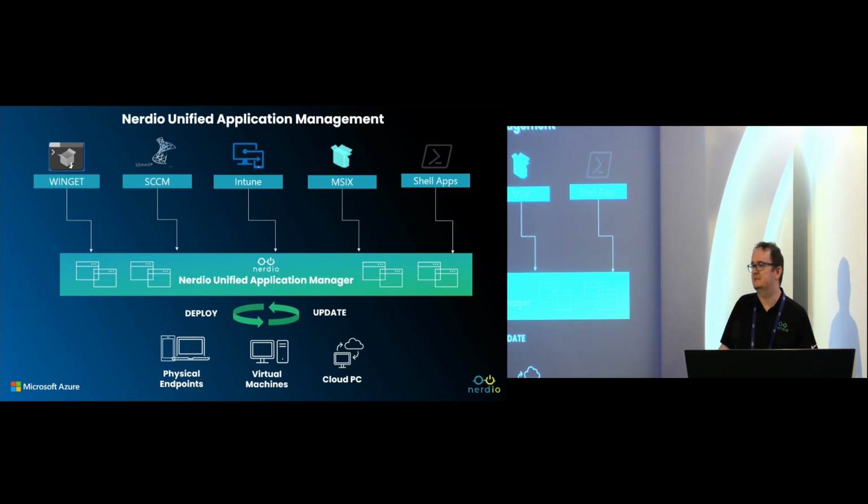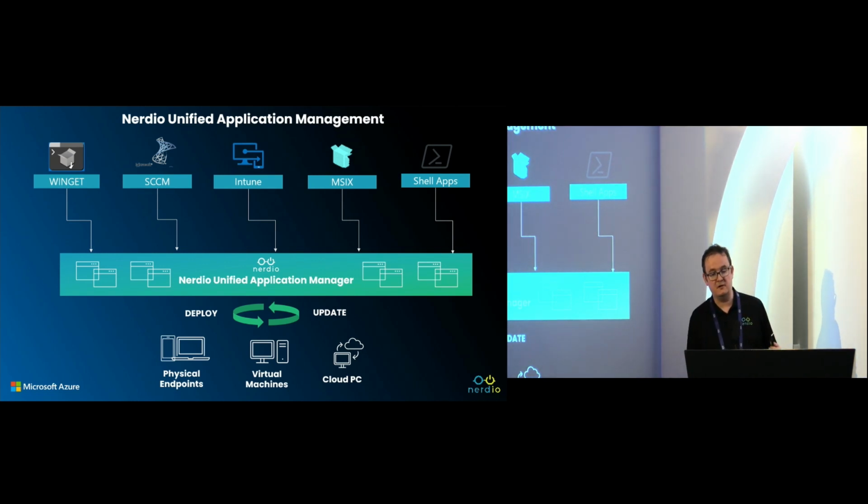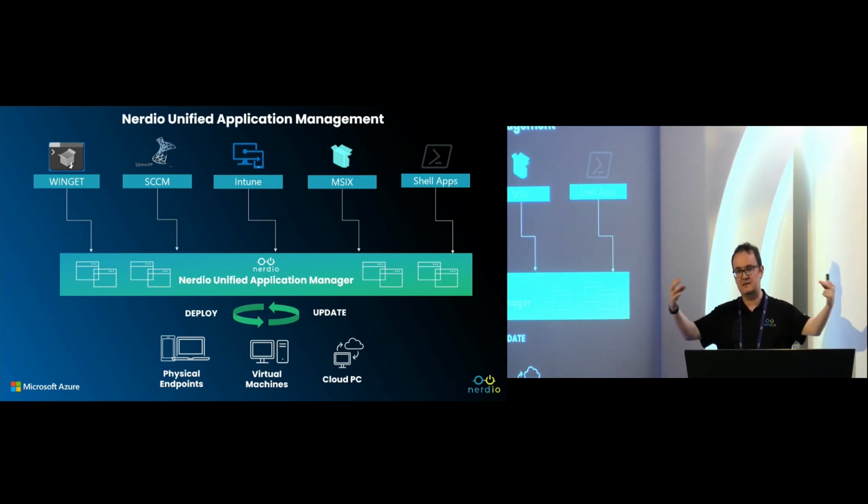And we also see customers deploy applications from lots of different places, right? Some applications are deployed manually. Some applications are deployed from SCCM. Some applications are deployed from Intune. So what we've done, we've built a Nerdio Unified Application Manager product. And what that's basically doing is taking all of those different repos and adding them into one single console. And that means I can create the policies I want to deploy these applications, maybe this one from SCCM, this one from Intune, and this one from Winget.